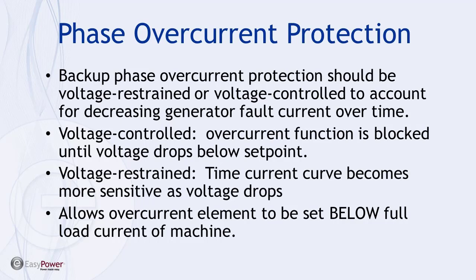So on a voltage controlled relay, you essentially block the overcurrent function until the voltage drops below some set point value, and then the overcurrent relay will operate on whatever curve it's set on. The voltage restrained is more complicated. Depending on the voltage, the curve will actually shift, the time current curve for the overcurrent. So the lower the voltage, the more sensitive the overcurrent relay becomes.